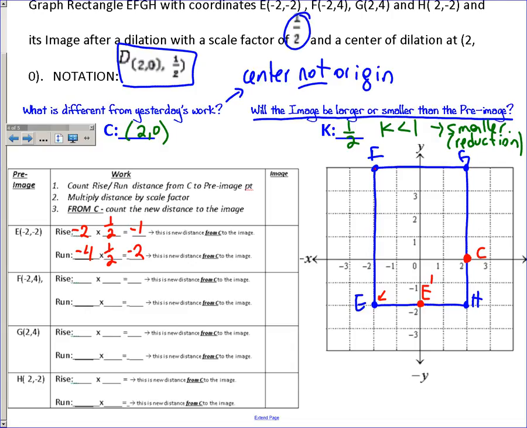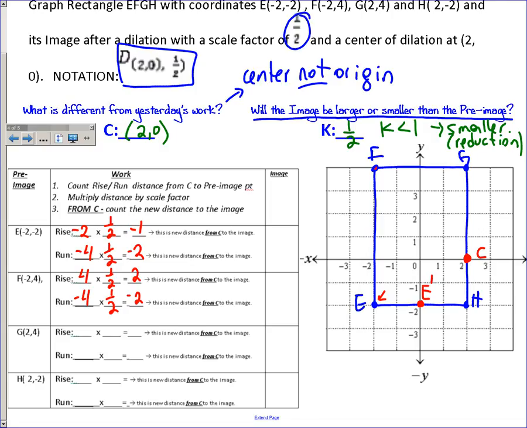Okay, then I do the same thing with F. Where's F? F is up here. So rise over run, right? First, let's count the rise and then the run. We're going up 4, so that's positive 4. And then we're going to go left 1, 2, 3, 4, so the run is negative 4. I multiply each by my scale factor, so I get 2 and negative 2. So now, again, from C, that's my point of reference. You always start counting from C.